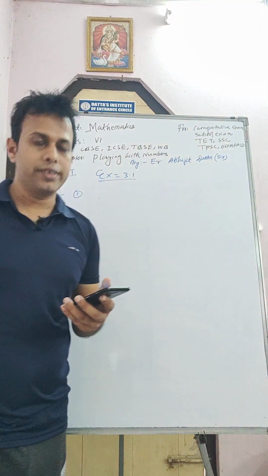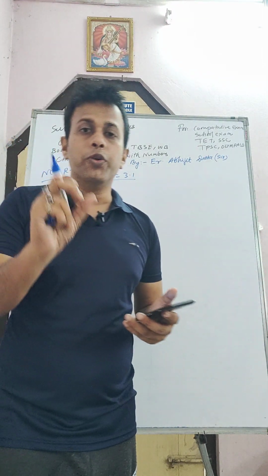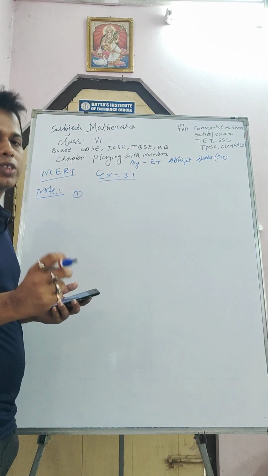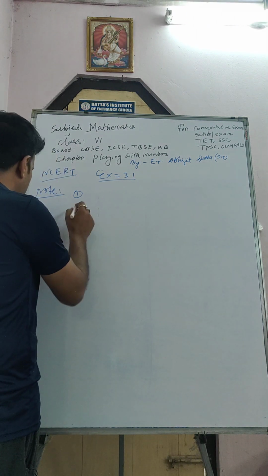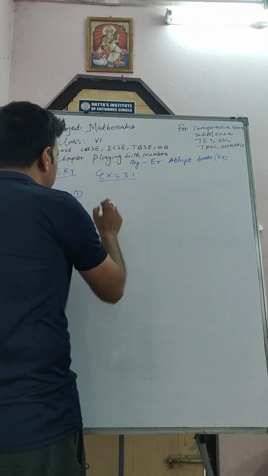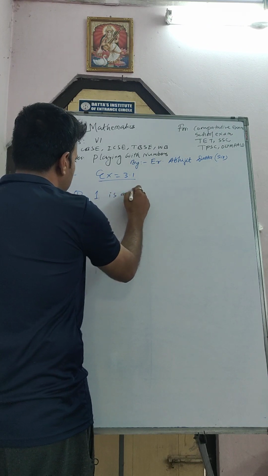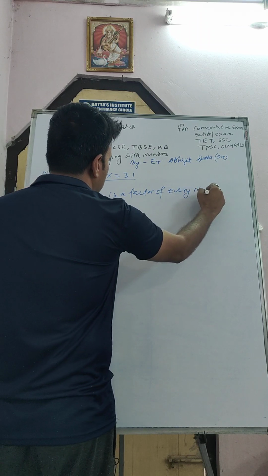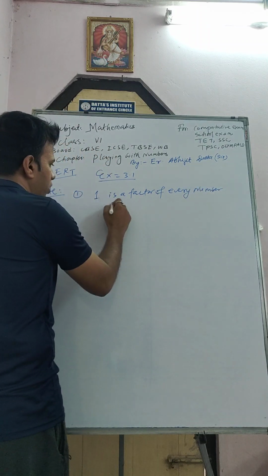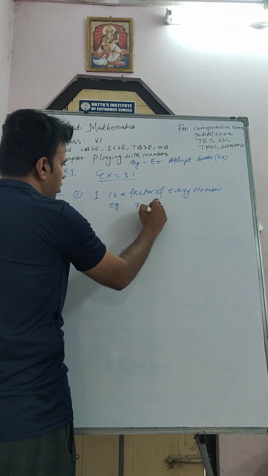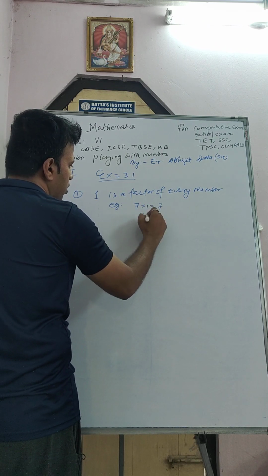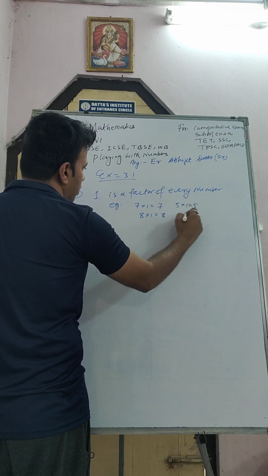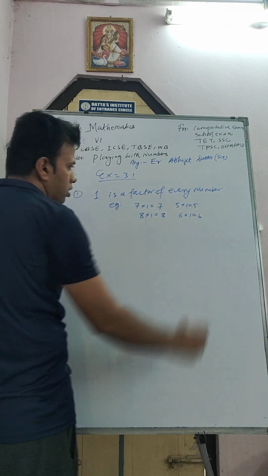Now we will write, or we will remember, a few notes on factors and multiples. Okay, that is the basic difference between factors and multiples. First one is: 1 is a factor of every number. Okay, 1 is a factor of every number. For example, take any number: 7 into 1 is 7, 8 into 1 is 8, 5 into 1 is 5, 6 into 1 is 6, isn't it?